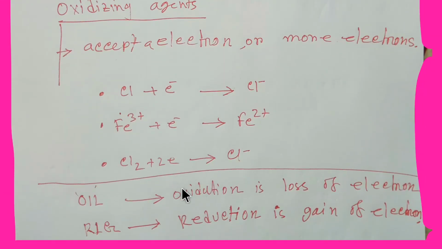Well, let me give you a formula that will help you to remember oxidation reaction and reduction reaction easily. OIL RIG. Oxidation is loss of electron. Reduction is gain of electron. If you remember these two words, then the probability to remember oxidation and reduction reactions is higher.